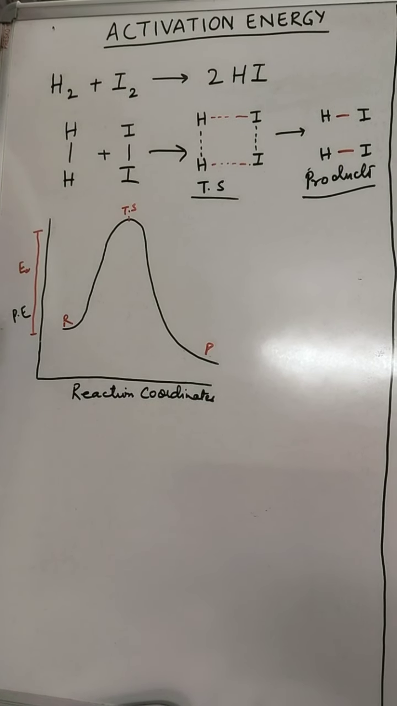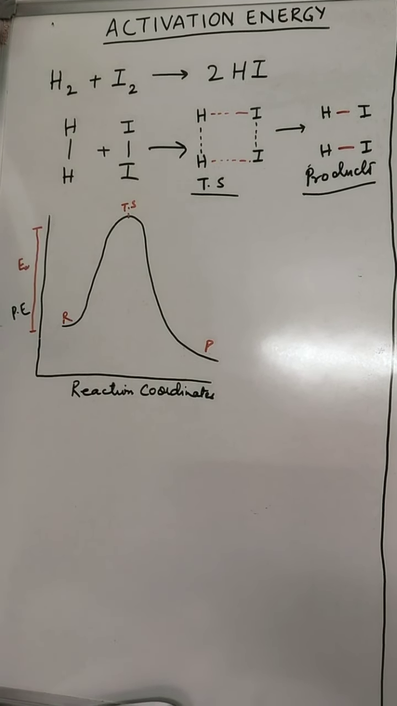Whereas in the case of an endothermic reaction, what will happen is, if you plot the same graph, it will be somewhat like this. If this is our reactant, it will go up, and the product will be formed somewhere over here only.